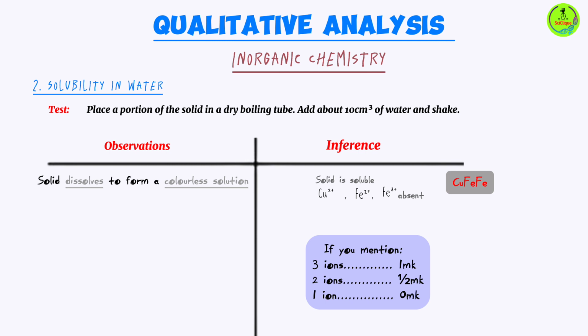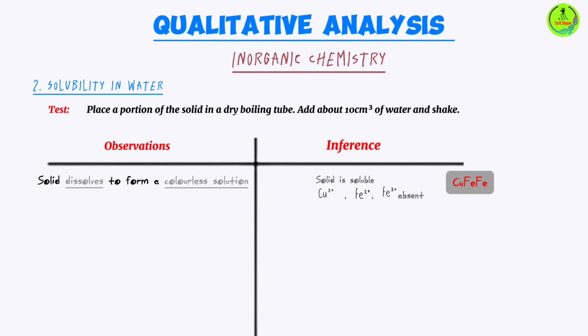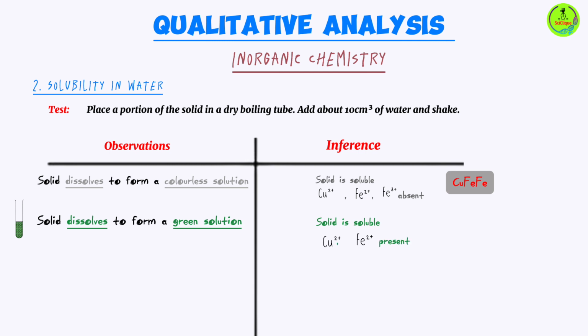Okay, now moving on. What if you get a solid dissolving, but it's forming a colored solution? Then you have to specify the color of the solution formed. For example, the solid dissolves to form a green solution. So here you're going to have 2 types of ions that could be present. You could have Fe2+ ions or Cu2+ ions being present. And of course, your second inference is that this is a soluble salt because it dissolved, right?